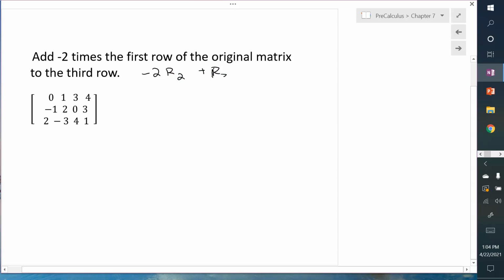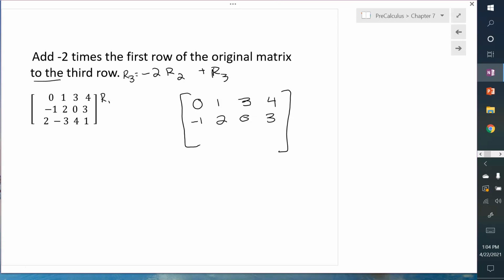And I'm going to put that in row 3. It says to the third row. So this is going to be row 3. Is going to be -2 row 2 plus row 3. So I'm going to make my matrix. Row 1 didn't change. So this is 0, 1, 3, 4. Row 2 didn't change. This is -1, 2, 0, 3. Now for row 3, I need to do -2 row 2 plus row 3.